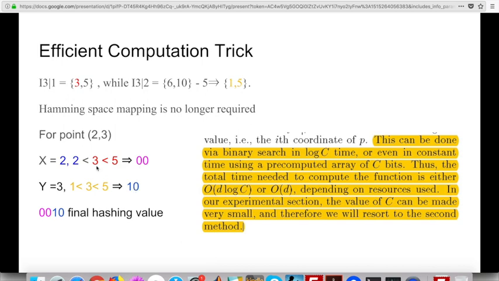It is important to realize this. In order to find the index of 2 inside this set, which is sorted, this can be done in order of log d, log c, or order of d, depending on how we are going to represent this set. As you remember, this set is always sorted, so finding the index of an element in such sorted sets should be efficient, and thus the computation of the hashing function.